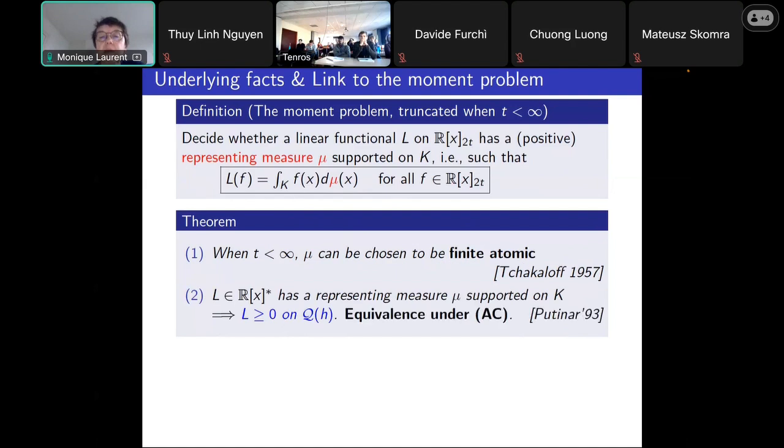And the result, which is also due to Putinar, is the counterpart on the moment side of the sum of squares representation result I showed before. The result of Putinar says that if the set K is compact and if the Archimedean condition holds, then we have equivalence here. So any L which is non-negative on the quadratic module admits a representing measure. This is the equivalent, in a sense, on the moment side of the Positivstellensatz I presented before.